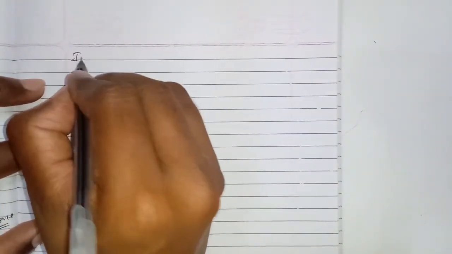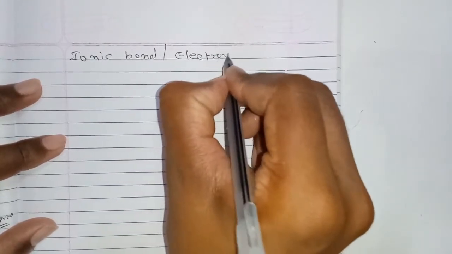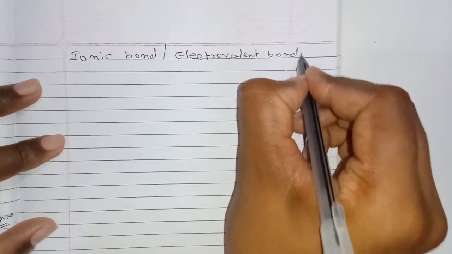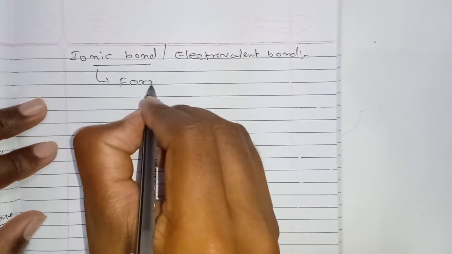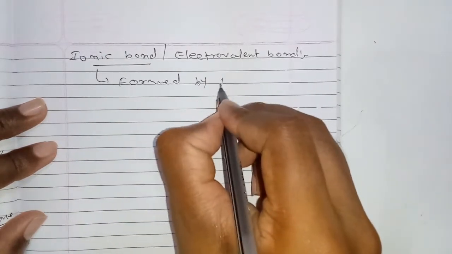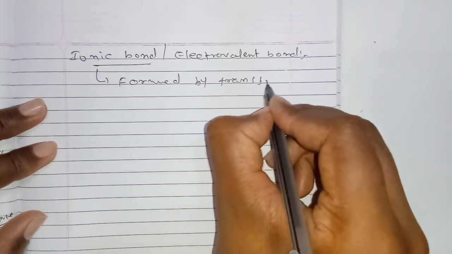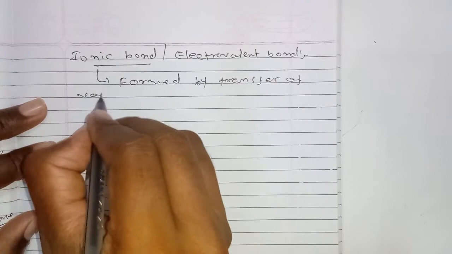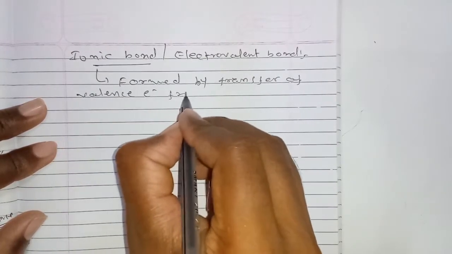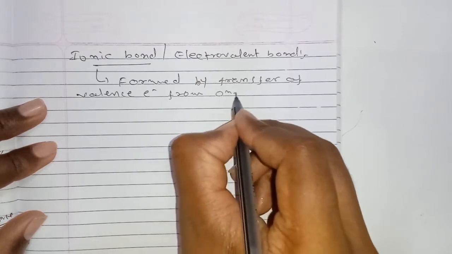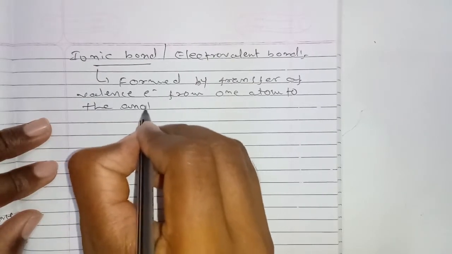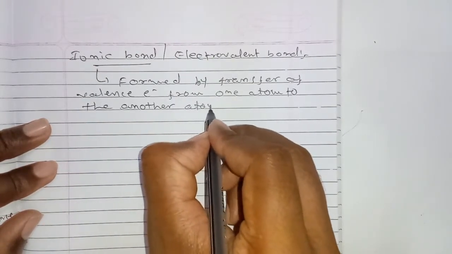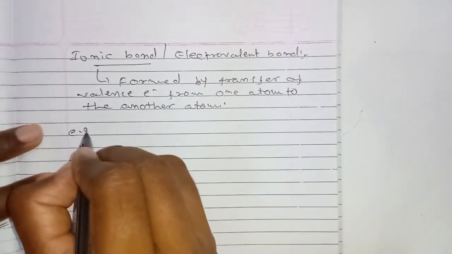The ionic bond or electrovalent bond is formed by transfer of valence electrons from one atom to another atom.